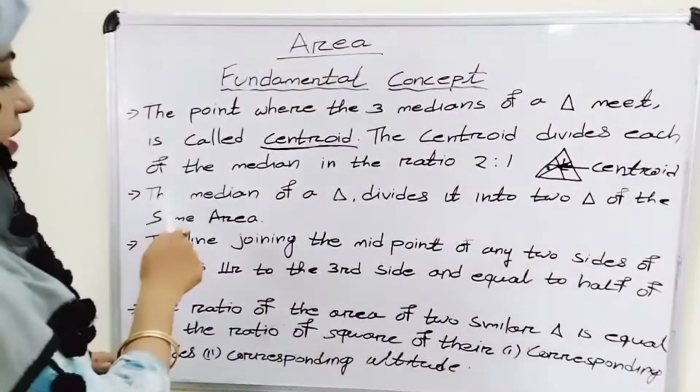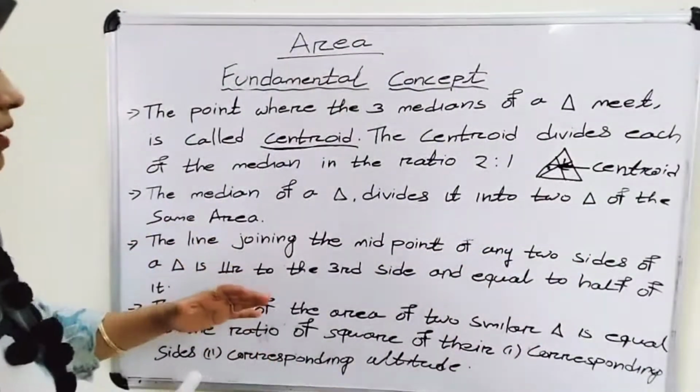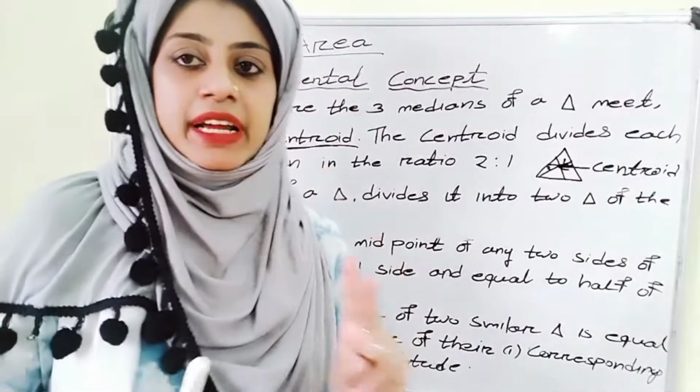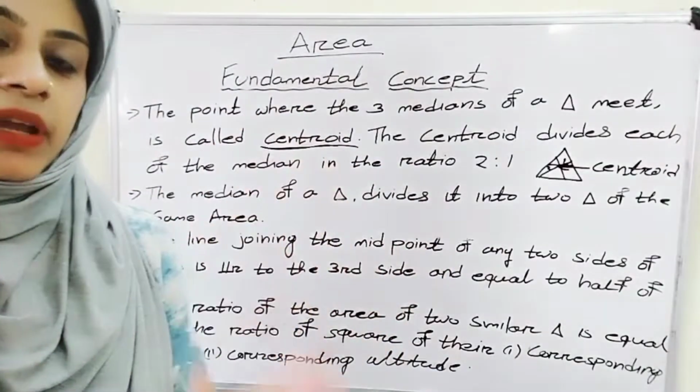Understand? A median of a triangle divides it into two triangles of the same area. That means if a median makes two triangles, then those two triangles must have the same area.